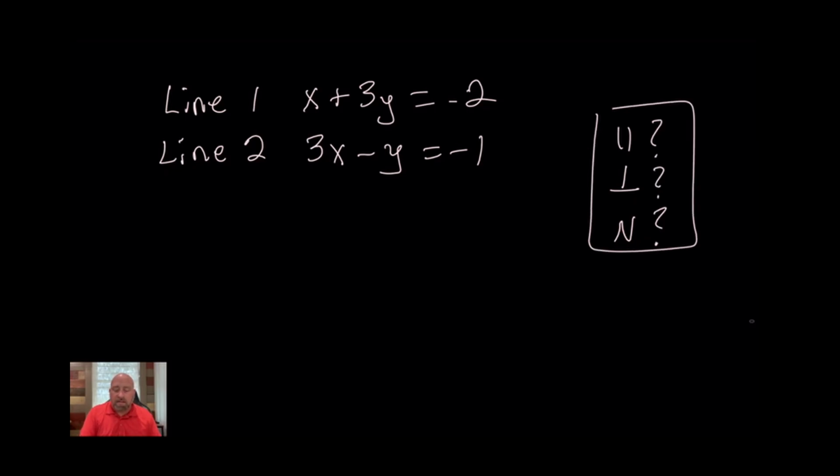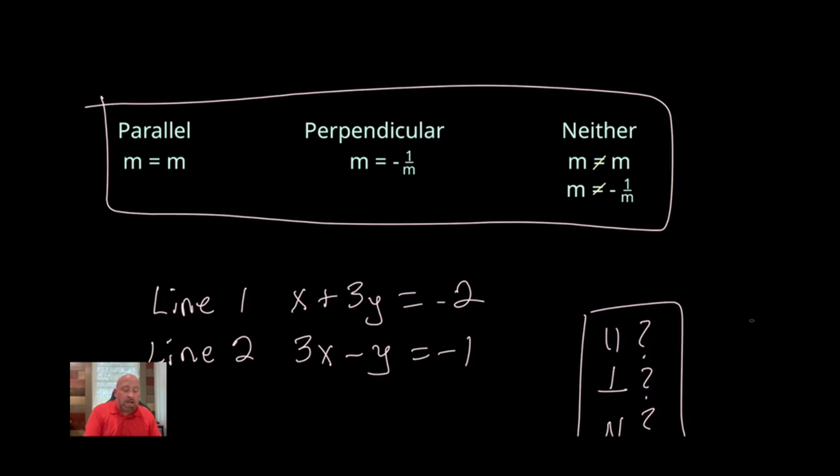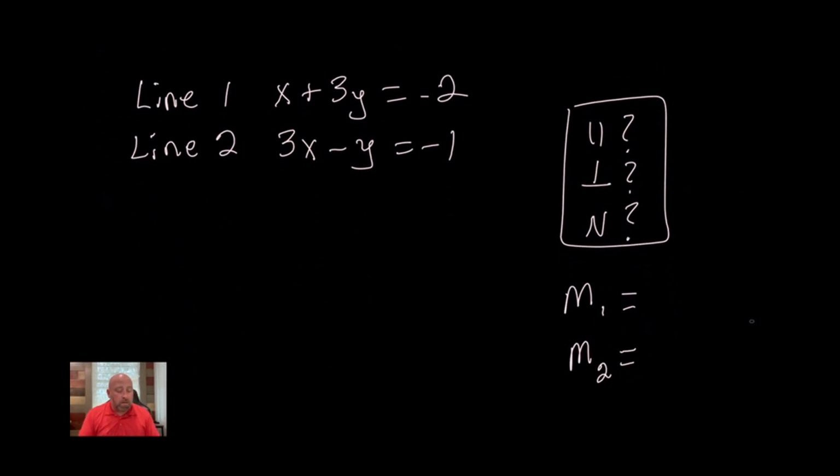Which one of these is it? Parallel, perpendicular, or neither? How do we figure that out? Well, we need to know what, let's call it M1 equals and what M2 equals. That's what we have to determine. Once we figure that out, then we can go back up here and say, okay, is M1 equal to M2? Okay, then it's parallel. Is M1 equal to the negative inverse of M2? Then it's perpendicular. Is it neither one of those? Then it would be just a crossing line and it would be a neither. All right, so here we go.